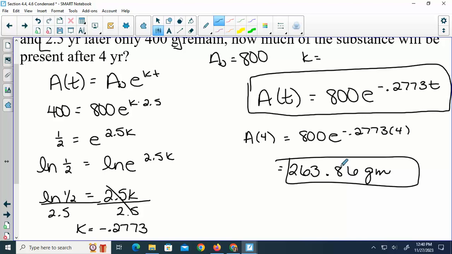63.86 grams. I think you guys should try the next one.